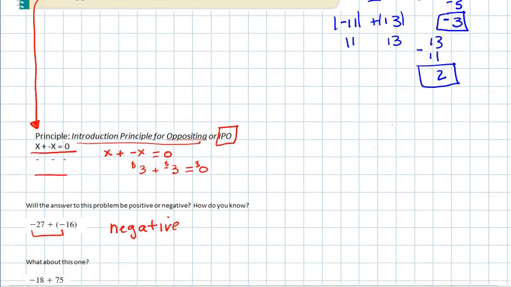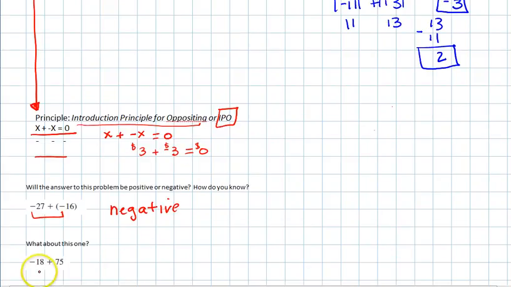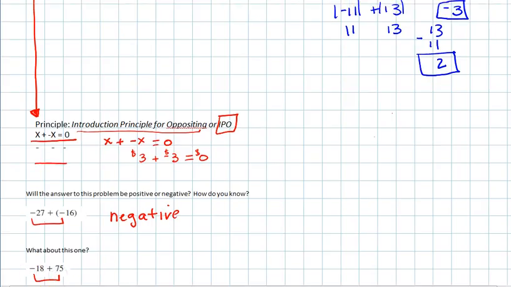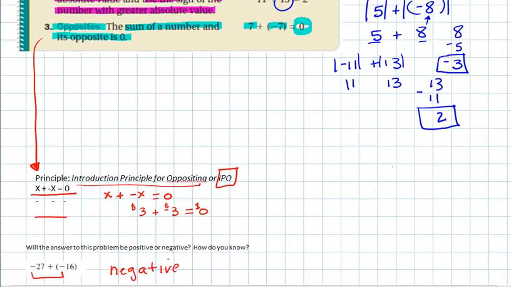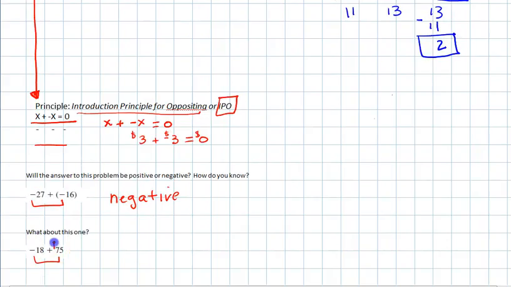Let's look at the second example. I have negative 18 plus 75. We have different signs. We have a negative and a positive. The rule states that I should subtract the lesser absolute value from the greater absolute value and use the sign of the number with the greater absolute value. Well, if we look at the absolute value of these two, we have 75 and 18. 75 is larger, 18 is smaller. Because 75 is positive, then my answer will be positive.